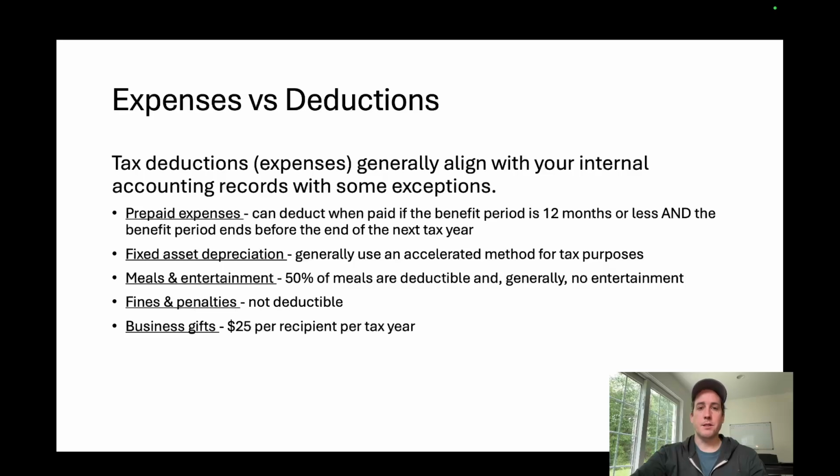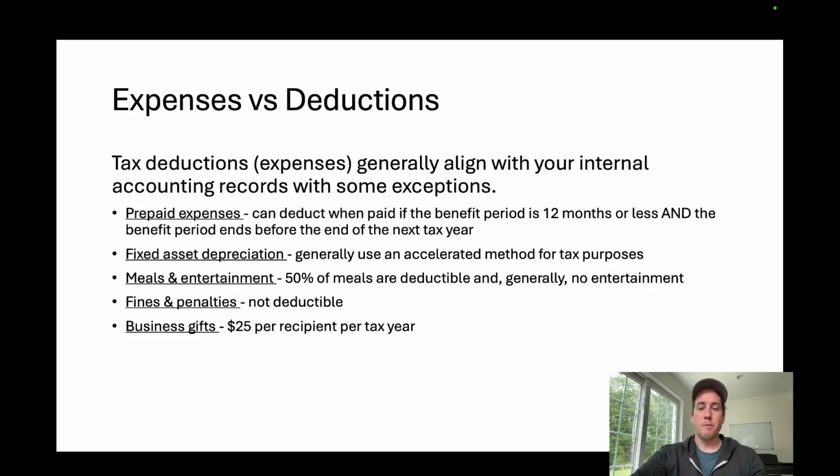Prepaid expenses is the first thing I wanted to talk about here today. You can deduct the amount paid for a prepaid expense in the current taxable year, as long as the benefit period is 12 months or less, and the end of the benefit period for that prepaid expense ends before the end of the next tax year.